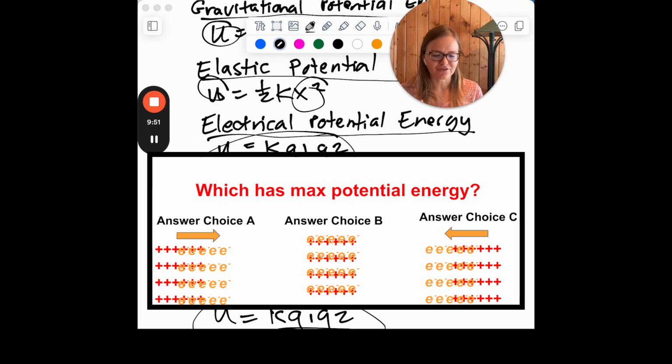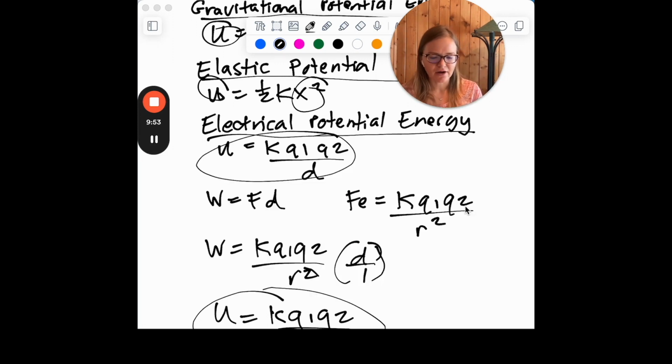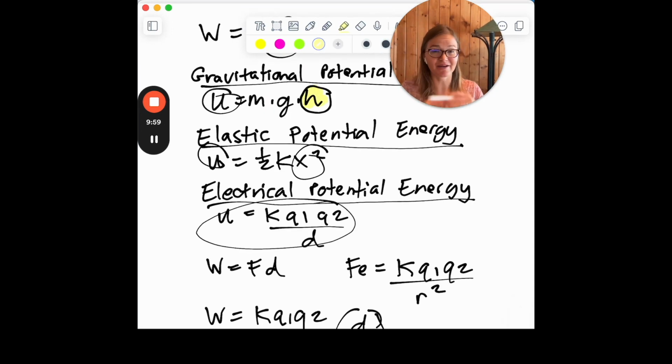Well, notice something interesting here. Versus with our equation for gravity up here, we said that as we increase the height we raise a mass to, we're increasing our gravitational potential energy. And similarly with our elastic potential energy, when we increase the displacement of our spring, stretch it or compress it more, we're increasing our elastic potential energy.